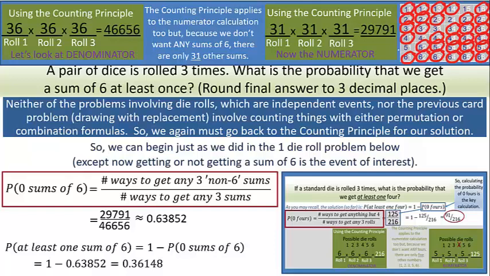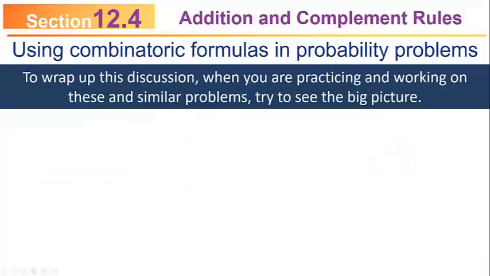0.36148. They ask us not to change it to a percent this time, but just to round it to 3 decimal places. That would be 0.361. So the probability of rolling a pair of dice 3 times and getting at least one sum of 6 is 0.361. In wrapping up this lecture, I do want to say one thing.